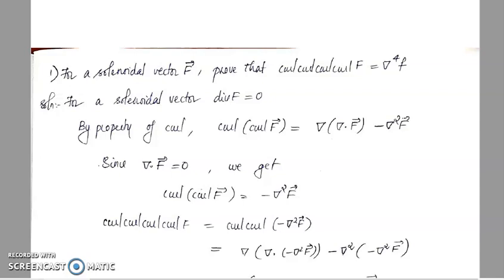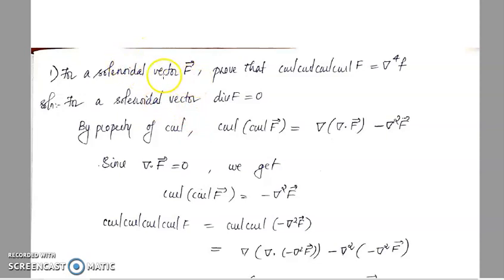Good morning, dear students. So in today's class also we will see a few problems related to divergence and curl. So the first question is, for a solenoidal vector f, prove that curl 4 times operating on f is equal to, so you have to show that this is equal to del raised to 4 of f.